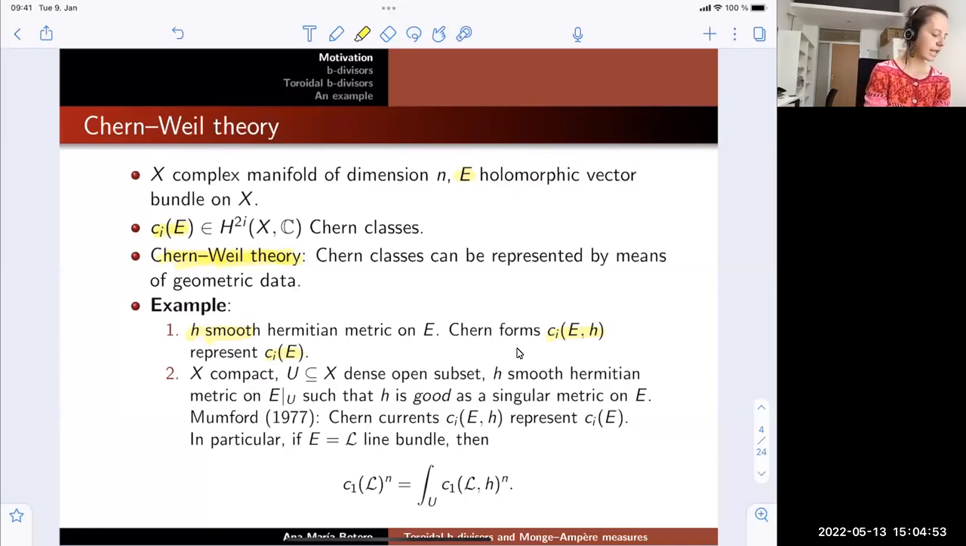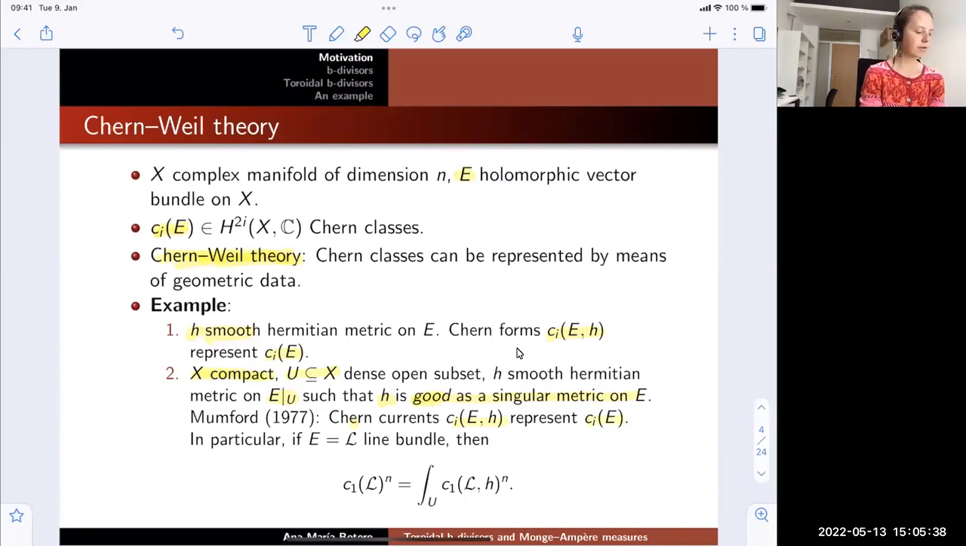He says, if you consider your X compact and you have an open subset on X, and you have a smooth Hermitian metric on your open set, but in such a way that your extension of the metric to the whole compact space is good as a singular metric. This goodness is an assumption on the asymptotic growth of the metric when you approach the boundary. This gives some mild singularities, which sometimes are also called logarithmically singular. And then Mumford's result says that in this case, the singularities are so mild that the Chern currents also represent the Chern classes.